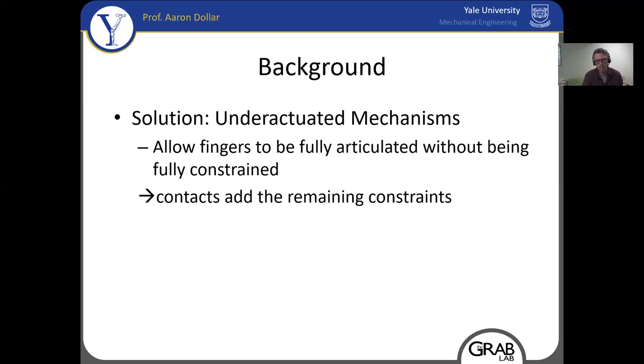But I'd like to talk about how underactuated mechanisms can make all of this a lot easier. And the idea is that it allows fingers to be fully articulated without being fully constrained. And I'll talk about that in a minute. And the contacts then add the remaining constraints, with the idea that the overall system is not over-constrained after contact.